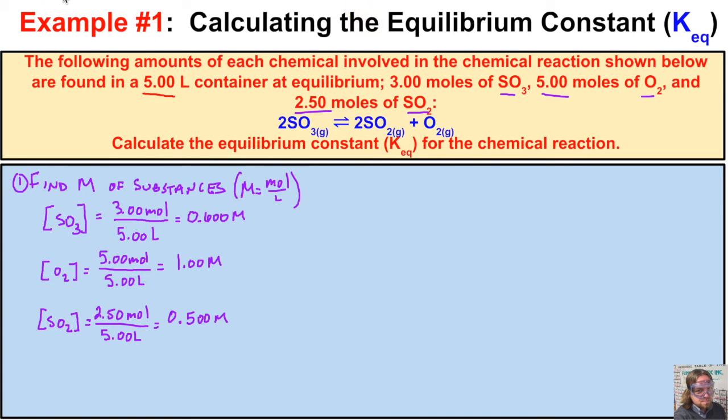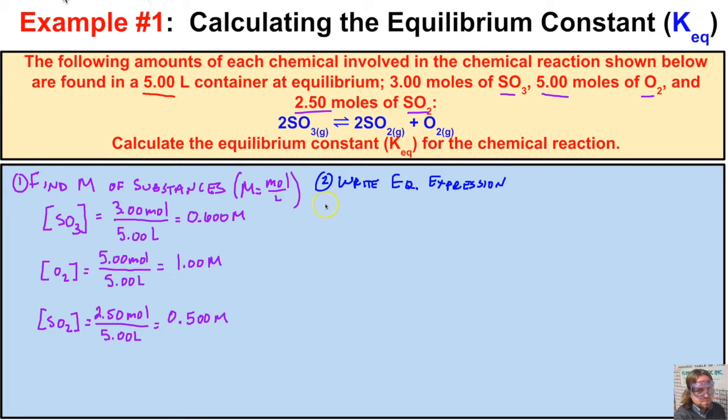So now that we know the concentrations of each one of these substances, what we now have to do is write our equilibrium expression. So in step 2, we are going to write our equilibrium expression. And in an earlier video, we learned how to do this, right?